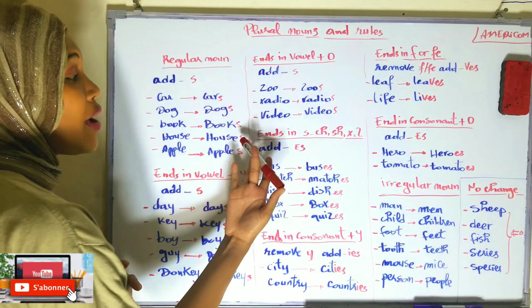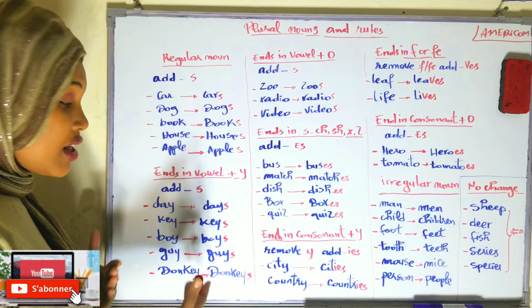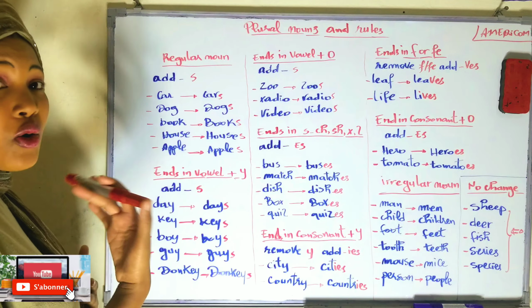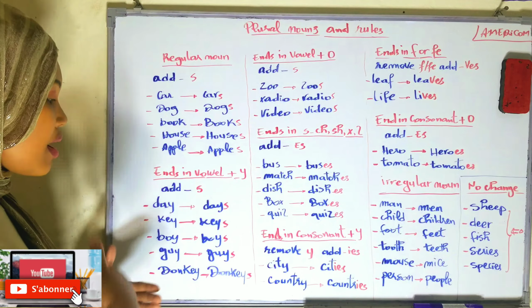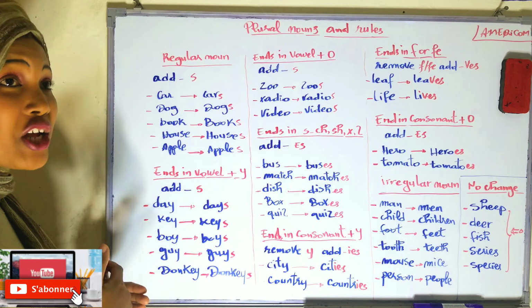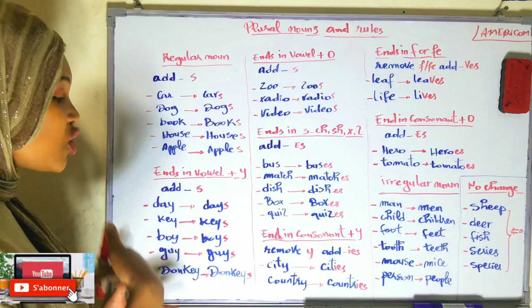Next we have boy. Boy, you know, male child. The plural is boys. S at the end to make the plural. Next we have guy. That is singular. The plural is guys. So, guy and guys. Next we have donkey. Donkey is singular. The plural is donkeys.